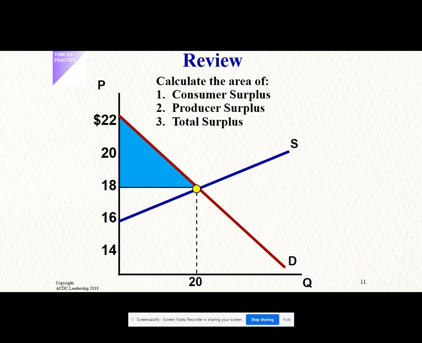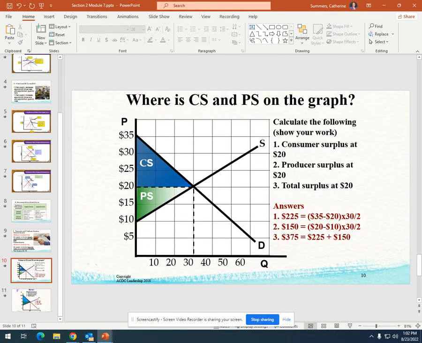What about the producer surplus? 20. It is found in that triangle right there. This 18 to 16 is 2 times half of the 20 is 10, thus 20. Or I could have done it the other way around. Total surplus? 60 because it's the 40 plus the 20. Or I could have done the area of both the blue and the green triangles all together. All right, so that's what we get on that one.